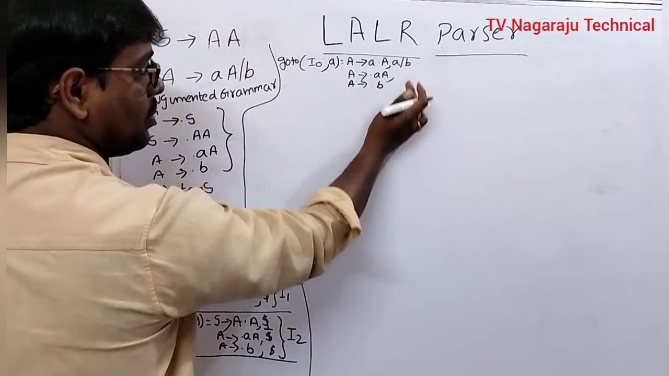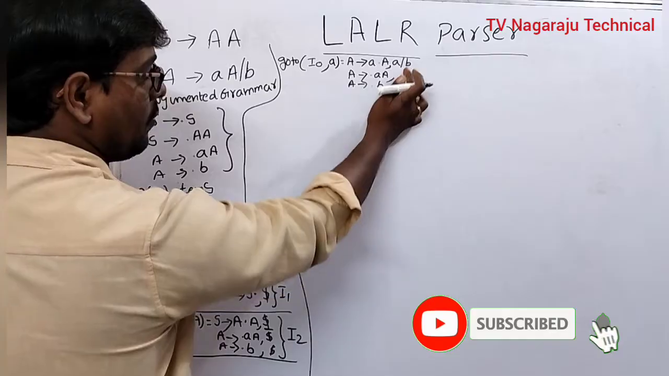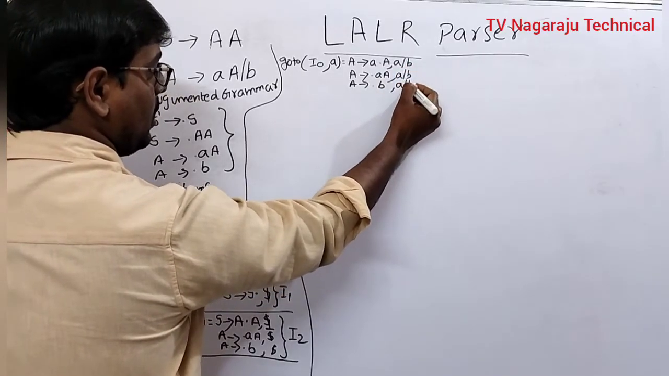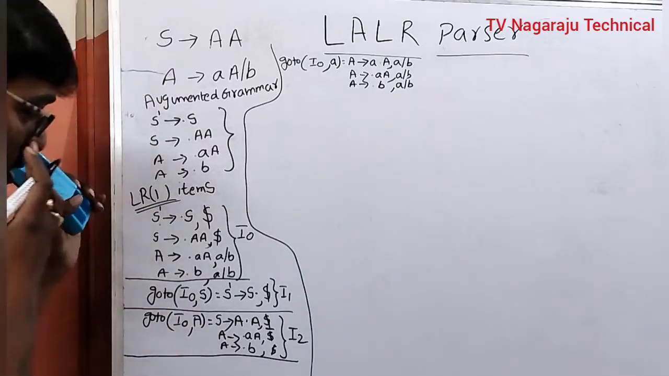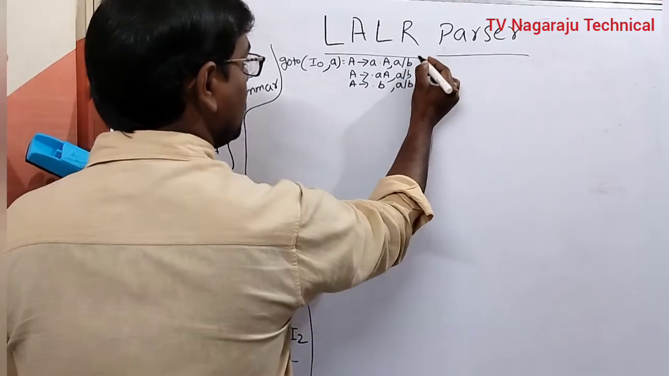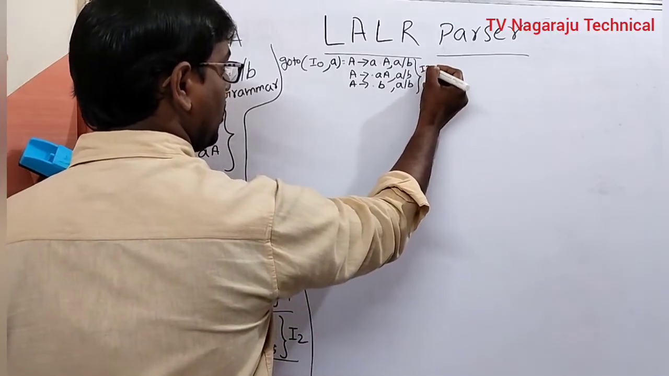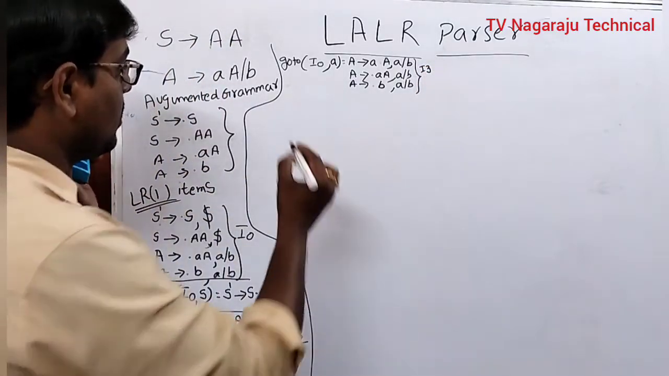What are the lookahead symbols? Simply, these are derived from this one. So write down these lookahead symbols only. Assume this production is in the sequential order I3. This is assumed as I3.